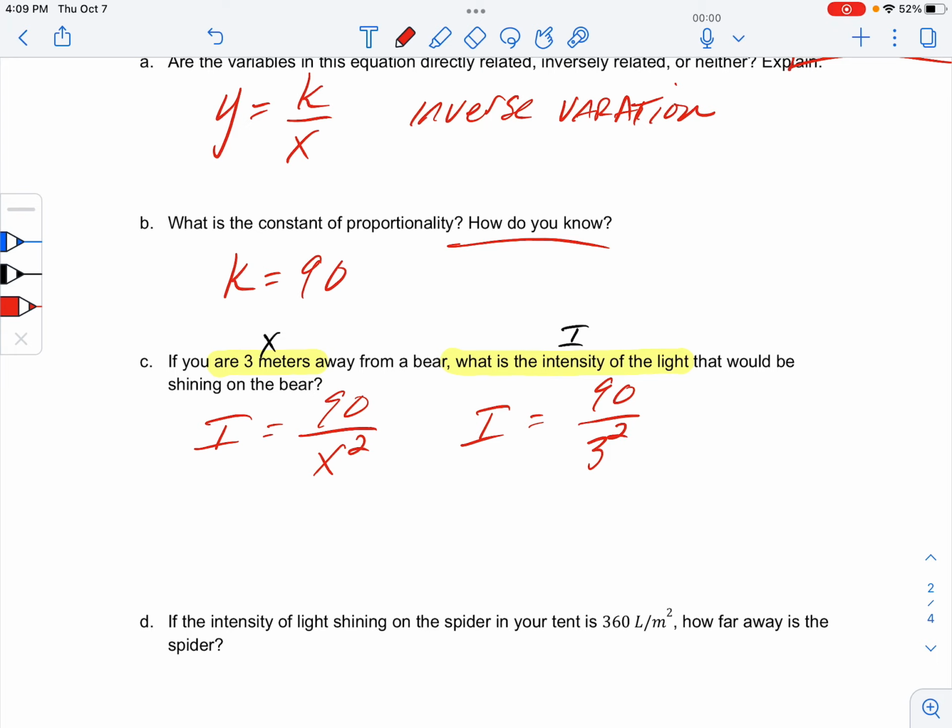And there's not really any solving here to do. We just need to do some math, right? We already have it in the form I equals, so we're good. We just need to do this math following order of operations, which would tell us that we need to do the squaring first, because I have 3 squared, but I also have a division. So we need to do our exponents first, and then our division. So this would be equal to 90, 3 squared is 9. 90 divided by 9 is 10. So that's our final answer. The intensity would be 10.